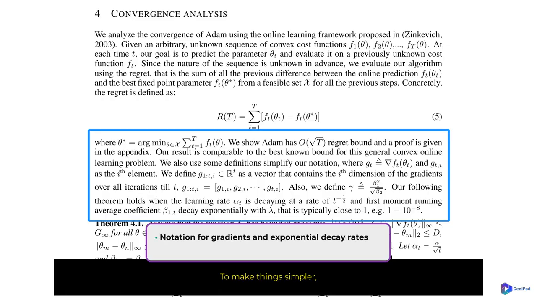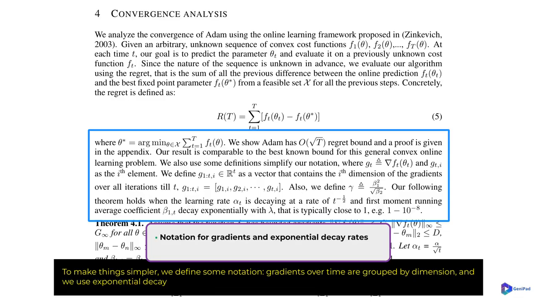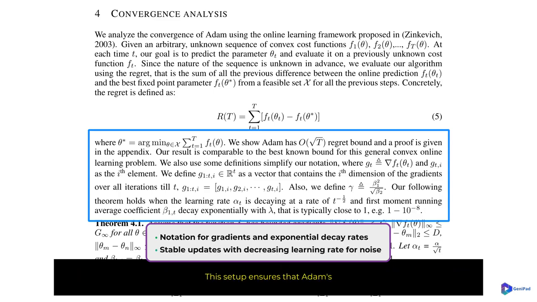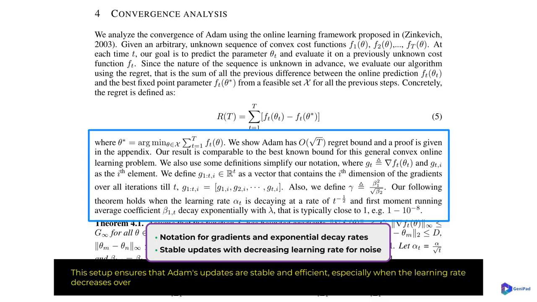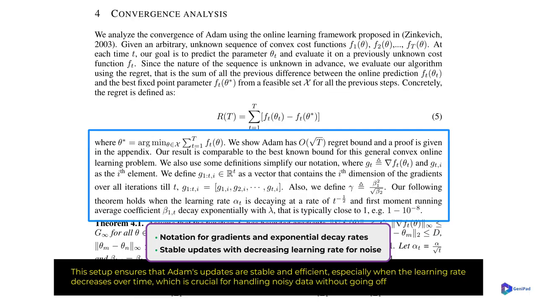To make things simpler, we define some notation. Gradients over time are grouped by dimension, and we use exponential decay for the learning rate and momentum. This setup ensures that Adam's updates are stable and efficient, especially when the learning rate decreases over time, which is crucial for handling noisy data without going off track.